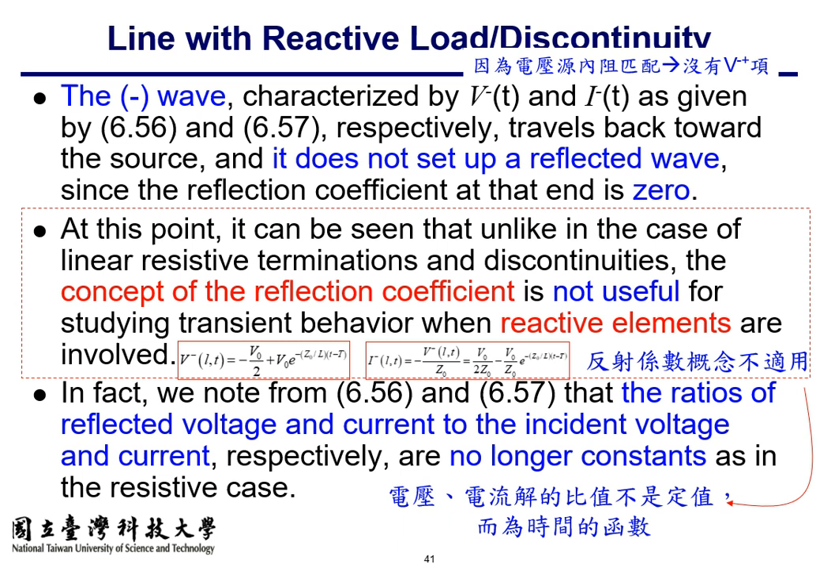And the reason why the concept of reflection coefficient is not applicable for time domain analysis is because both the current and voltage are time-dependent functions, which are not constant, as the reflection coefficients suggest.